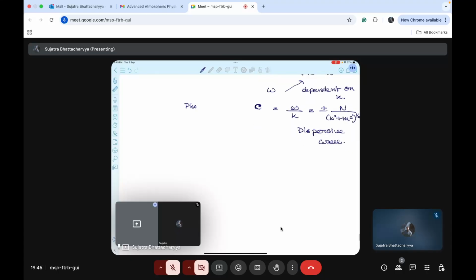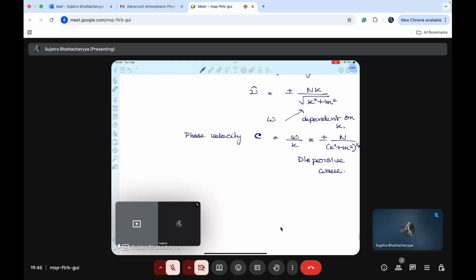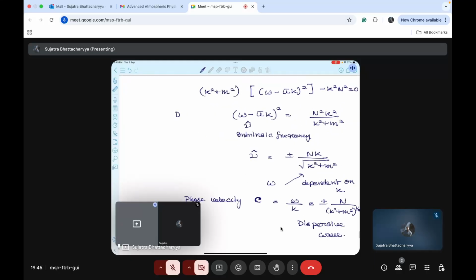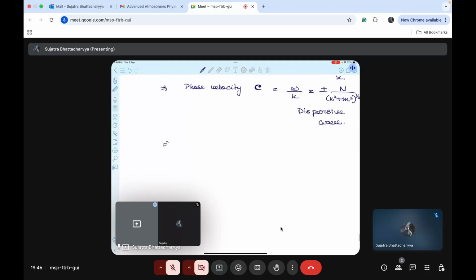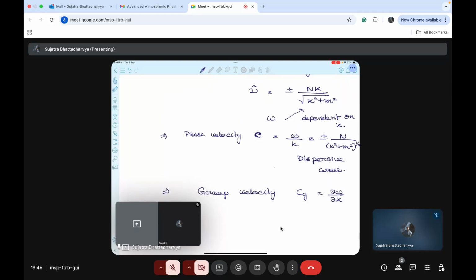Let me write it. And this is the dispersion relation. This is the phase velocity. Then we have the group velocity, which is nothing but Cg, which is delta omega by delta k. So just do the derivation of this. That's all.